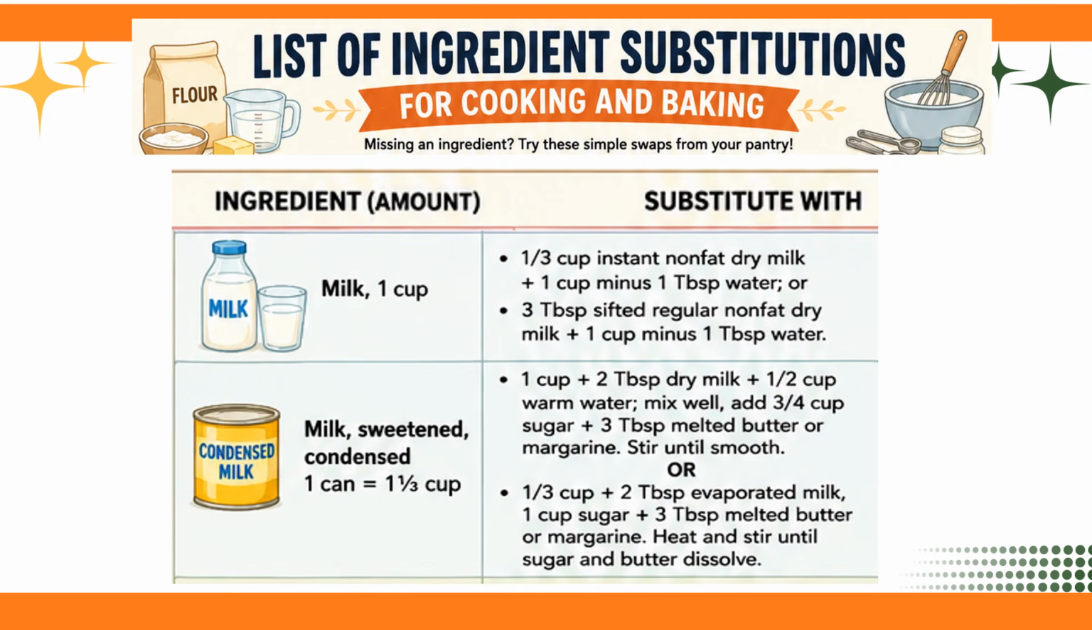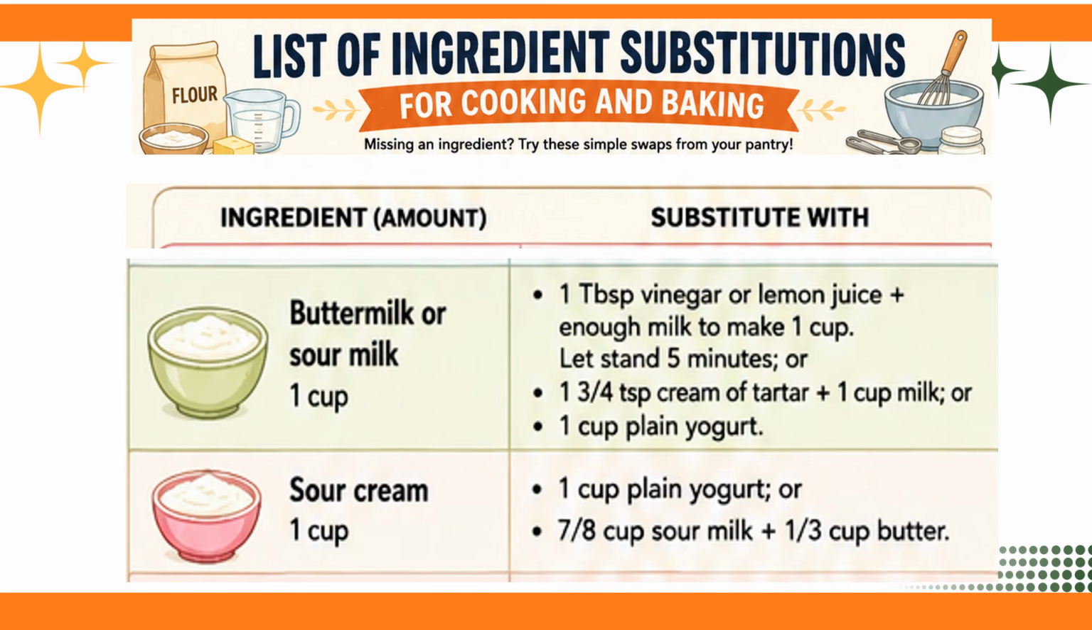Milk, 1 cup. Substitute with 1/3 cup instant non-fat dry milk plus 1 cup minus 1 tablespoon water, or 3 tablespoons sifted regular non-fat dry milk plus 1 cup minus 1 tablespoon water. Milk, sweetened, condensed, 1 can equals 1 and 1/3 cups. Substitute with 1 cup plus 2 tablespoons dry milk plus half a cup warm water, mix well, add 3/4 cup sugar and 3 tablespoons melted butter or margarine. Stir until smooth. Or 1/3 cup plus 2 tablespoons evaporated milk, 1 cup sugar and 3 tablespoons melted butter.